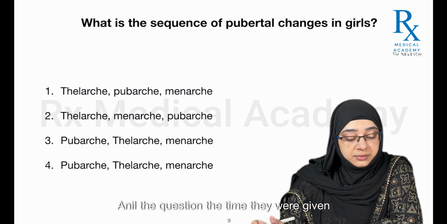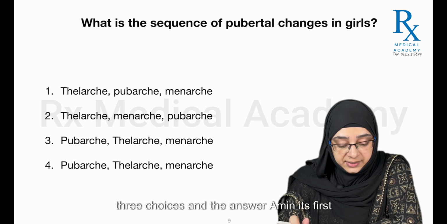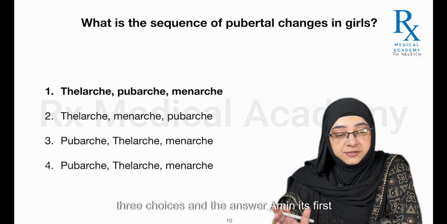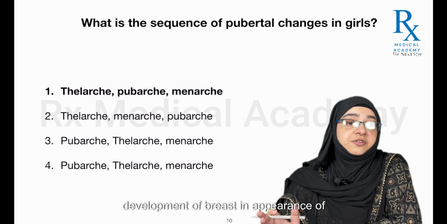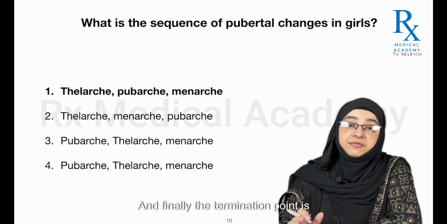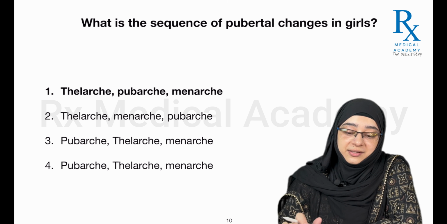Again the same question. This time they have given 3 choices, and the answer remains: first development of breast, then appearance of pubic and axillary hair, and finally the culmination point is menarche.